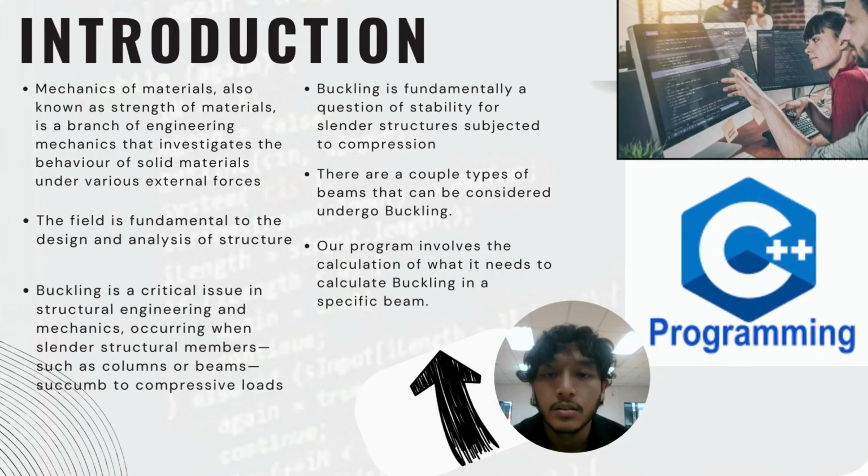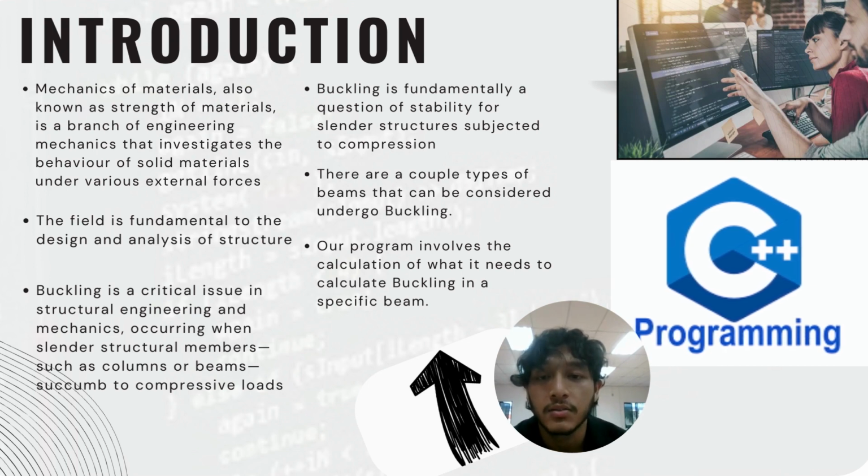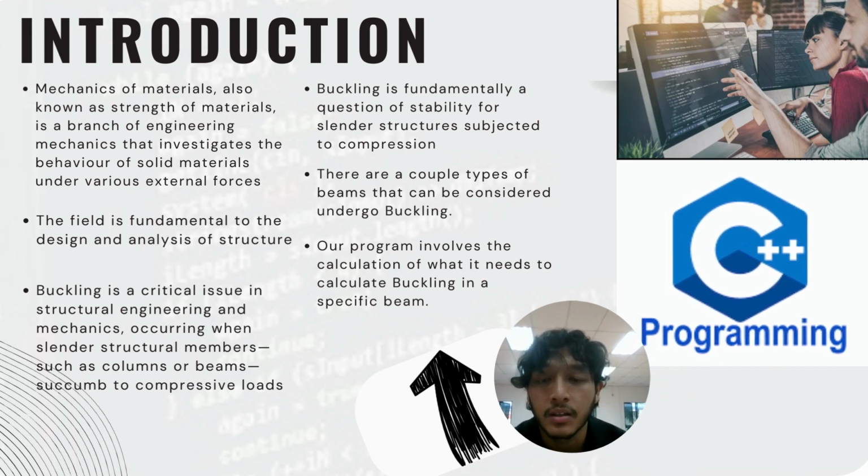Mechanics of materials, also known as strength of materials, is a branch of engineering mechanics that investigates the behavior of solid materials under various external forces. This field is fundamental to the design and analysis of structures. Buckling is a critical issue in structural engineering and mechanics, occurring when slender structural members such as columns or beams succumb to compressive loads. Buckling is fundamentally a question of stability for slender structures subject to compression.